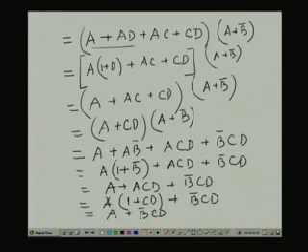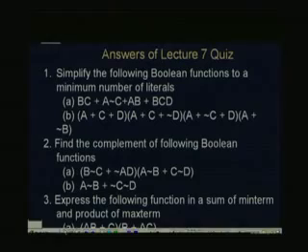So mainly for this simplification, we have used the basic postulate that 1 plus B equals 1. We have utilized this formula and we have simplified that expression. Now we see the second one.